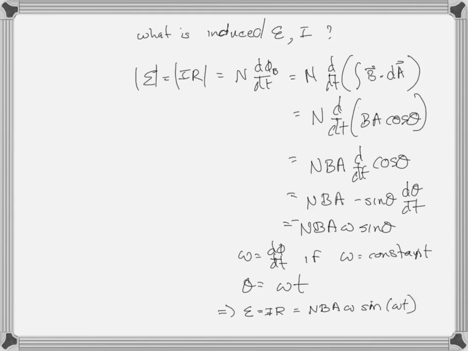So the induced EMF is going to vary as a sine function. The induced current is going to vary as a sine function. N is equal to 1 for a single loop coil, or if we had a coil with multiple loops rotating in a magnetic field, we would be inducing a current or an EMF of this value in that loop.